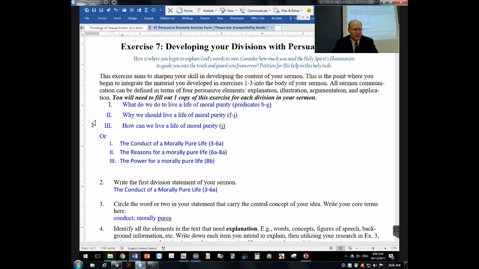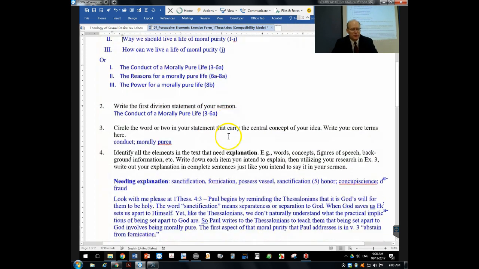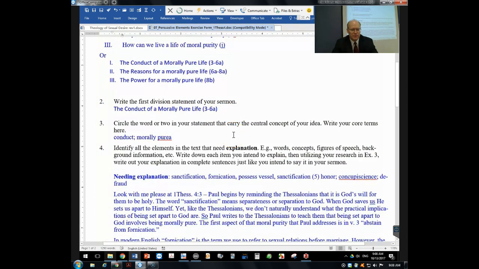We're going to start with the first division, so I'm going to work with my traditional division, the conduct of a morally pure life. And I am number 3 to circle a word or two that carries the central concept. So in my mind, the central concept of this statement is conduct and morally pure, how you live.